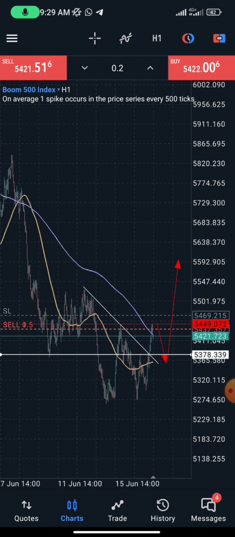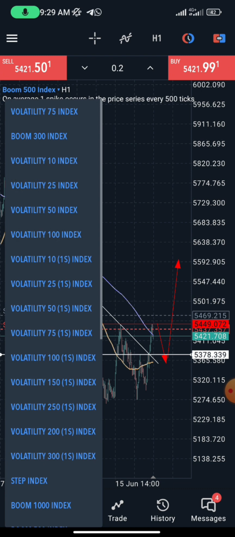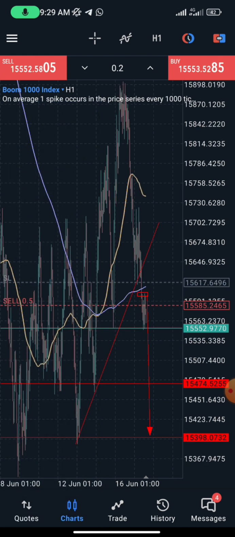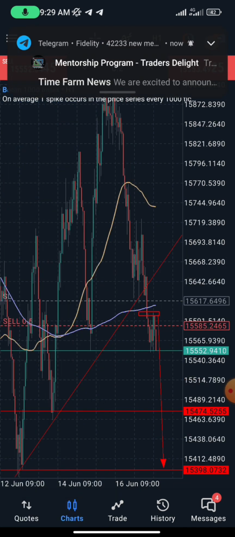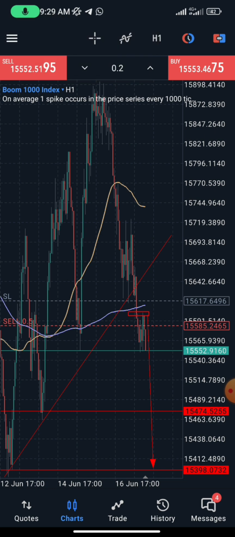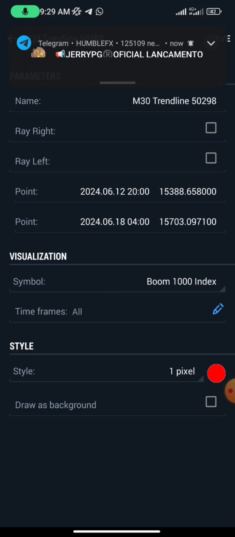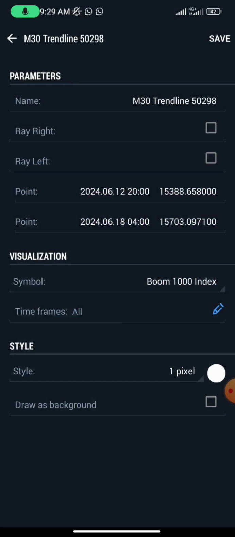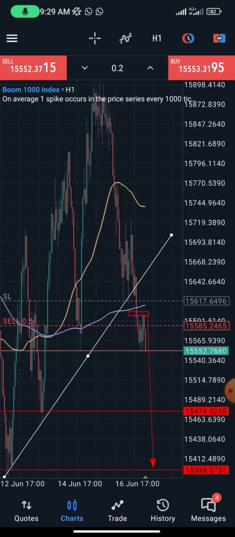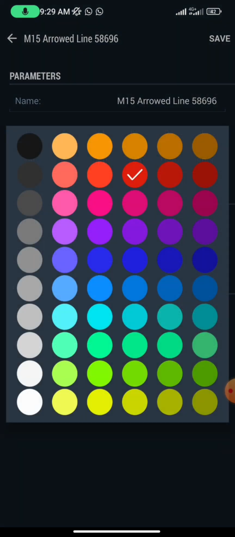So guys, now let us go back to the Boom 1000 trade. Now here is our Boom 1000 trade, and we are in massive profit, guys. We are in massive profit right here, a massive profit on this particular one already. Let me use two pixels. So this is our Boom 1000 trade, right?